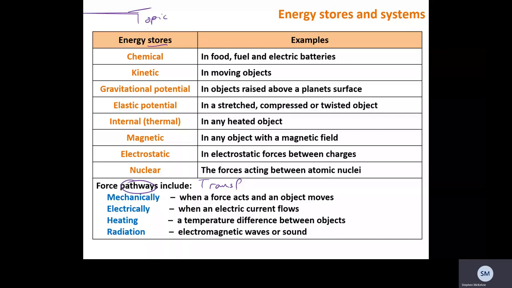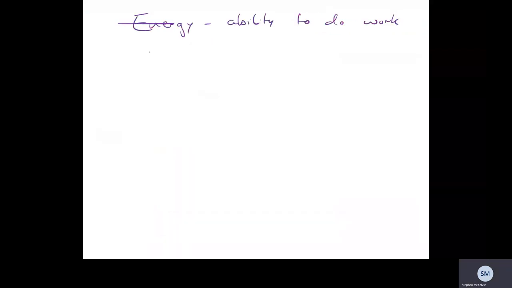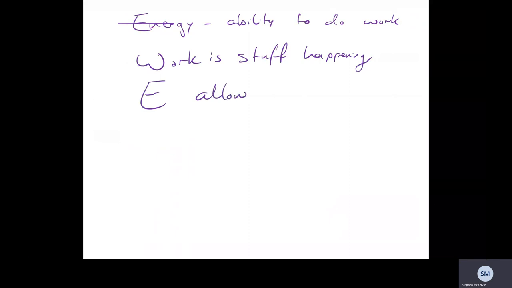So we have to know the different stores and transfers, and the easiest way I can describe the difference between a store and a transfer is this. First off, what is energy? Energy is the ability, the allowance, to do work. And work is when stuff happens. One of the simplest ways to think about it is energy allows forces to do whatever forces do.